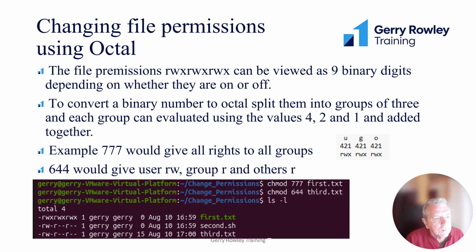So the example here is chmod 777 first.txt adds all of the permissions to all of the groups for that file, first.txt. In the next example, 644, can you see that the user has a 4 and a 2, which is equal to 6, so that's rw. The group has a 4, which is just r, and other is a 4, it's just r. So when I do chmod 664 third.txt, I'm applying those permissions to those groups. And when I display them, I can see that those changes have taken effect.